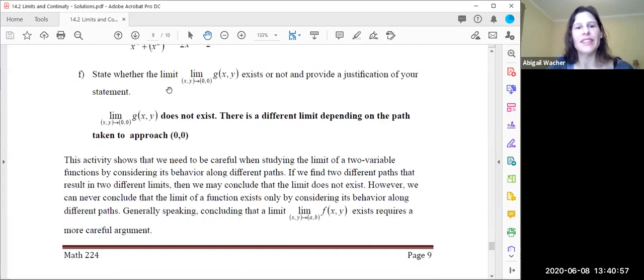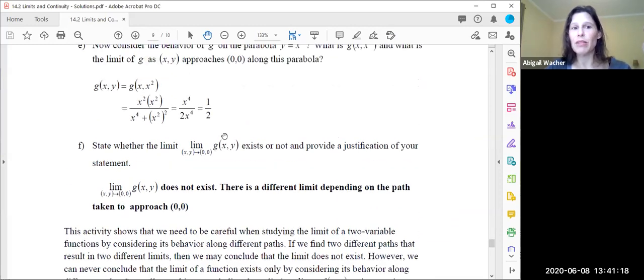So state whether the limit of g(x,y) as (x,y) approaches (0,0) exists or not, and provide a justification of your statement. Well, the limit of g(x,y) as (x,y) approaches (0,0) does not exist. There is a different limit depending on the path taken to approach (0,0). At the top, if we went along a line, the limit was 0. And if we took the parabola, the limit is a half. And so 0 is not equal to a half, so the limit does not exist.